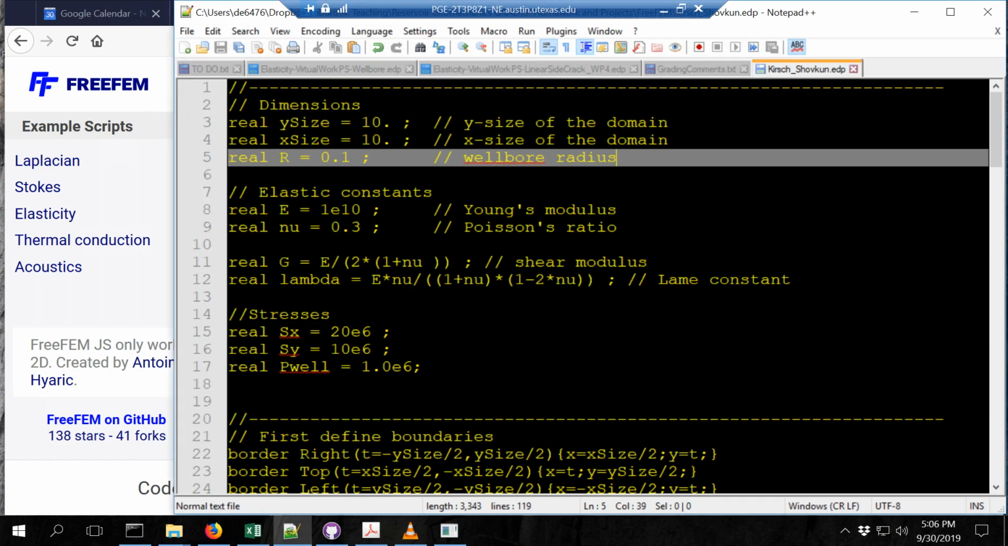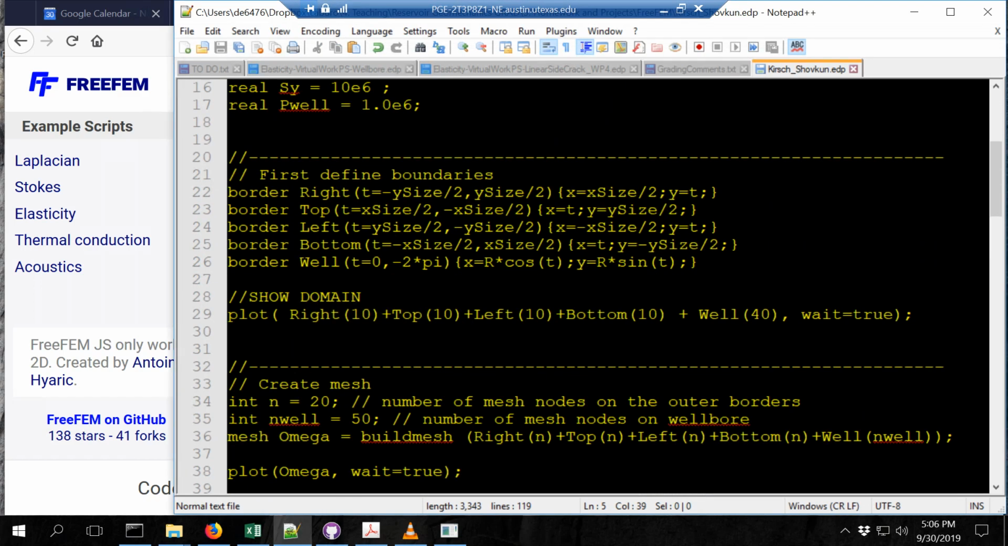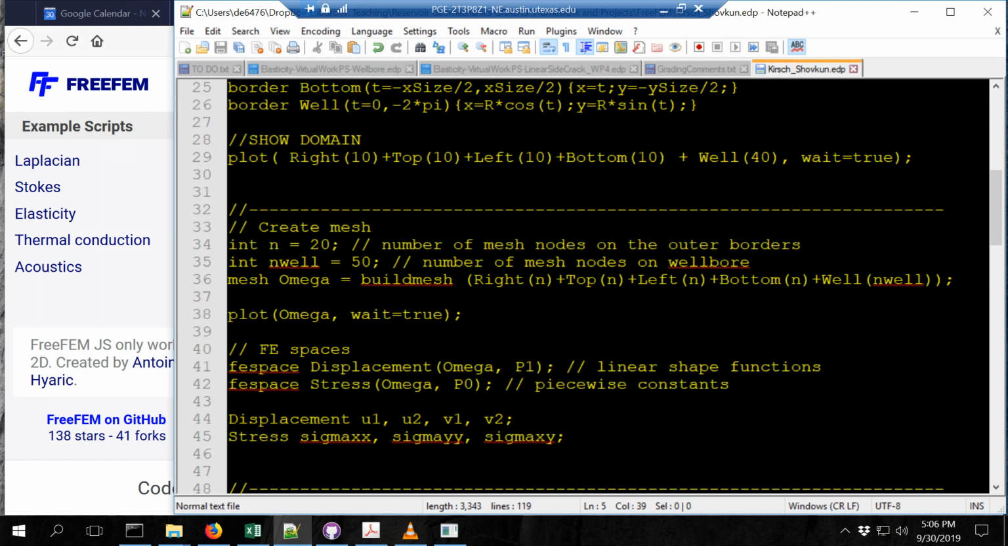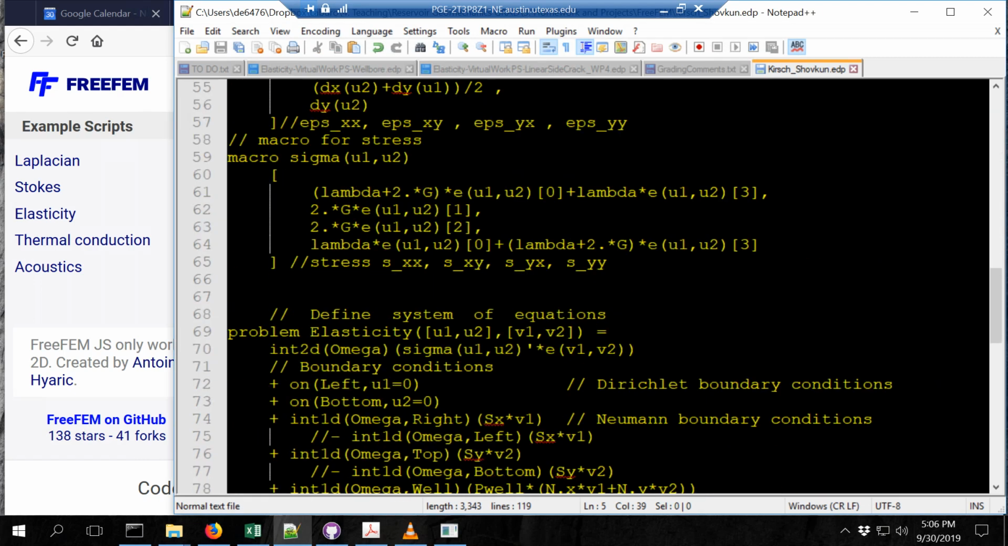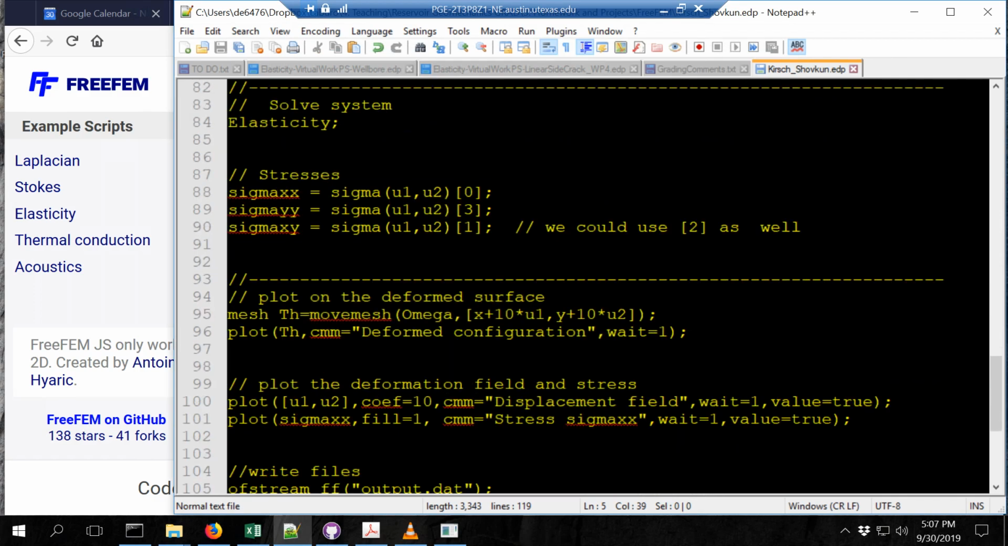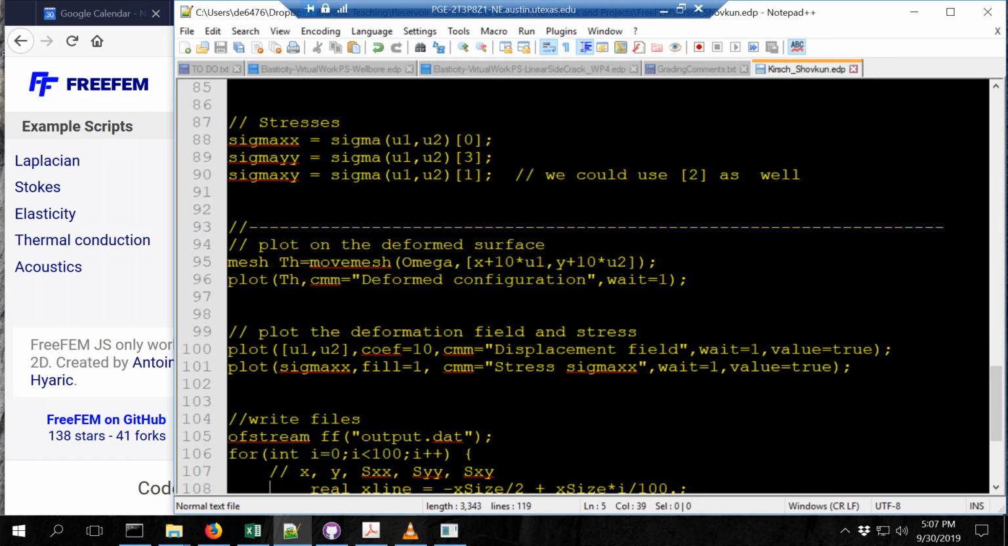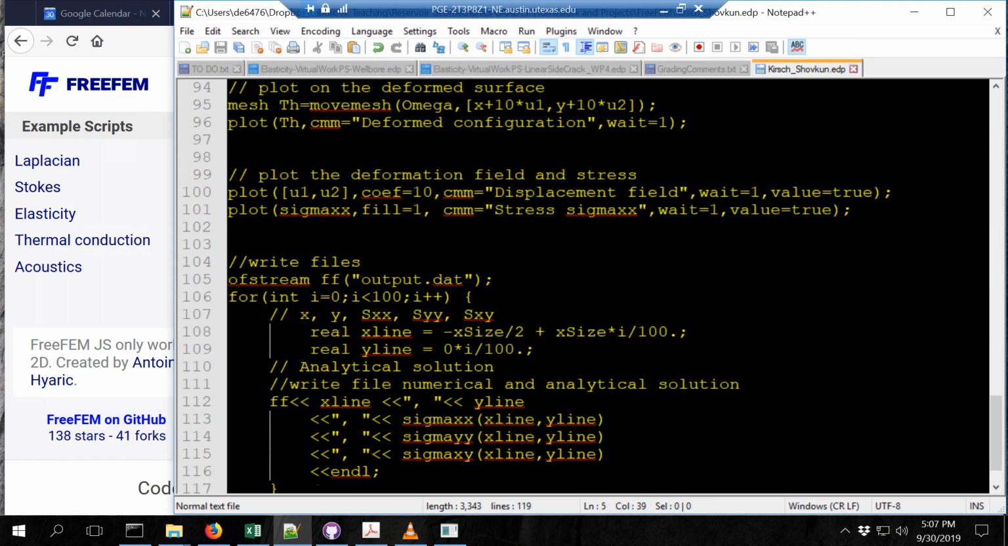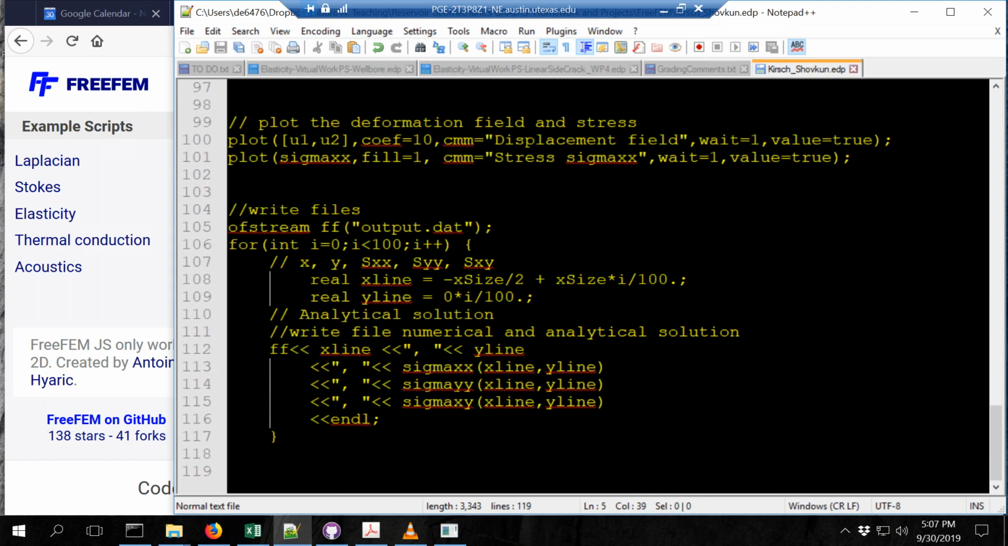All right, I'll give you a few more minutes, and the next thing will be to export the data, so you can plot it and compare it with the analytical solution.